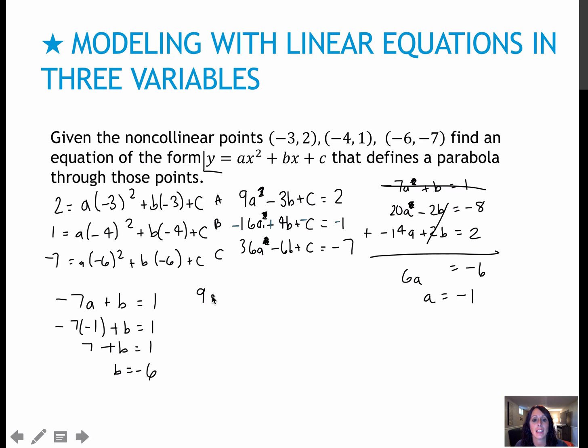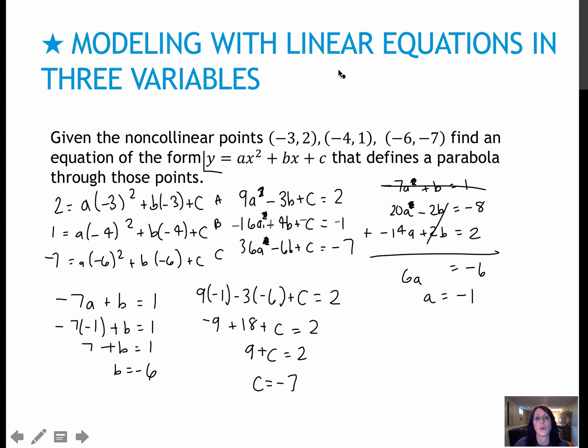So I'm going to take 9 times a minus 3 times b plus c equals 2. That gives me negative 9. Negative 3 times negative 6 is positive 18. Combining those together, I get 9 plus c equals 2. Subtracting 9, I get c equals negative 7. So my new equation now is y equals negative x squared, or negative 1x squared, so plus bx would be minus 6x, and then plus c would be minus 7. So negative x squared minus 6x minus 7 would be my final equation.